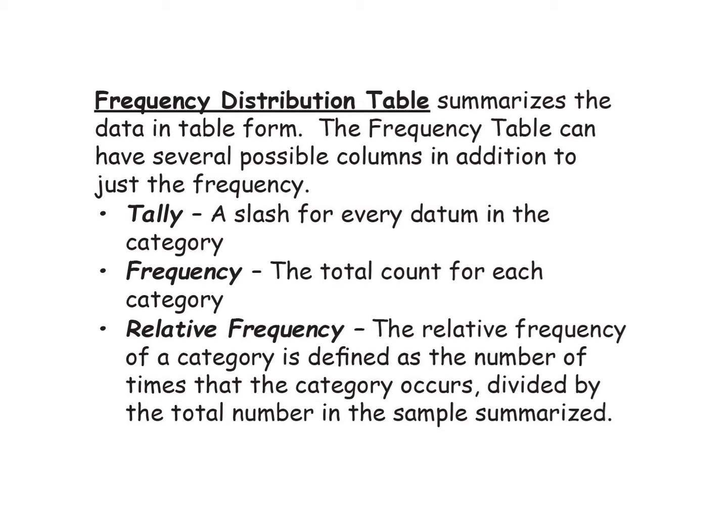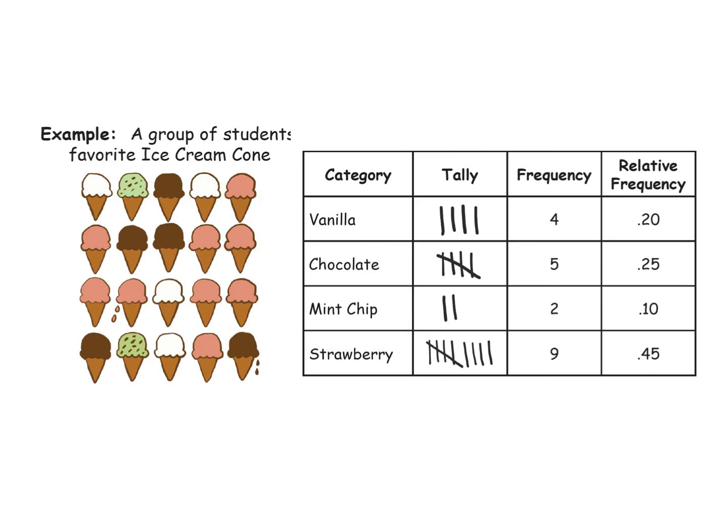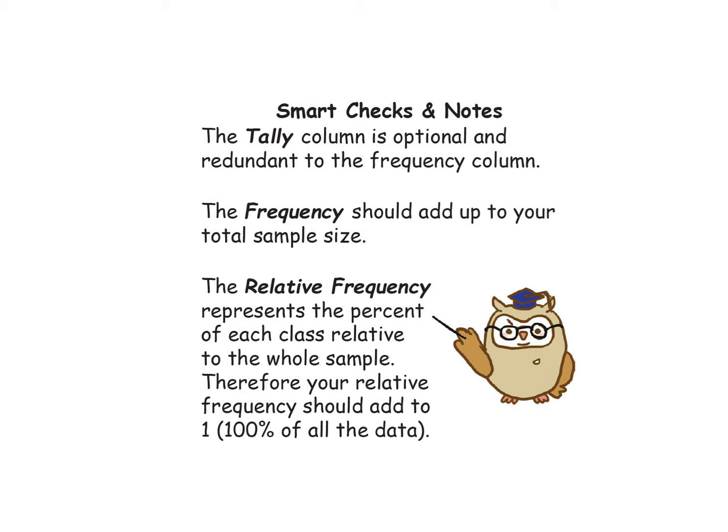So I can make a frequency table to organize qualitative data, tallying each, taking its frequency and its relative frequency, which would look like this, right? Vanilla, chocolate chip mint, there's only 2 of them, and strawberry. Relative frequency is the frequency divided by the total number, relative meaning relative to the whole. You can think of the relative frequency as a percent, right? The tally column is optional and redundant to the frequency column. The frequency should add up to your sample size. The relative frequency represents the percent of each class.